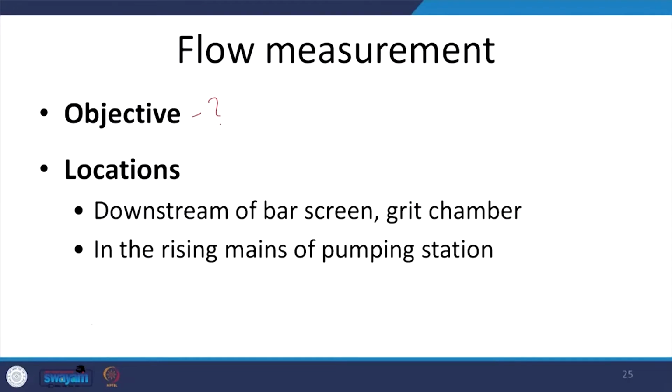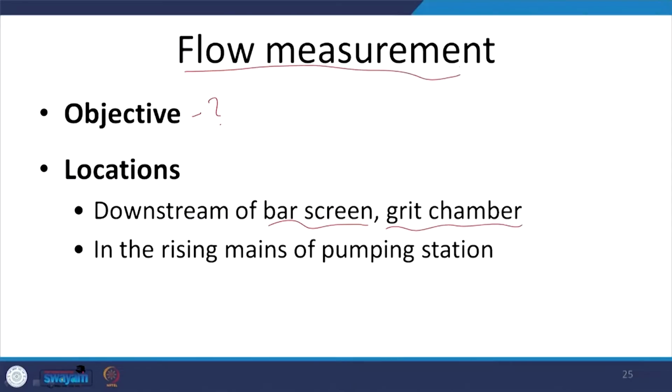And where do we have it? Typically, we have it downstream of the bar screen, sometimes downstream of the grit chamber too. It depends, right. Certainly, you are going to remove the much bigger, coarser particles, plastics and such, so that they do not choke your pump sets, let us say. And pardon me, I guess this is with respect to flow measurement, right. I got that slightly wrong. So, we will have that downstream of the bar screen and the grit chamber typically.